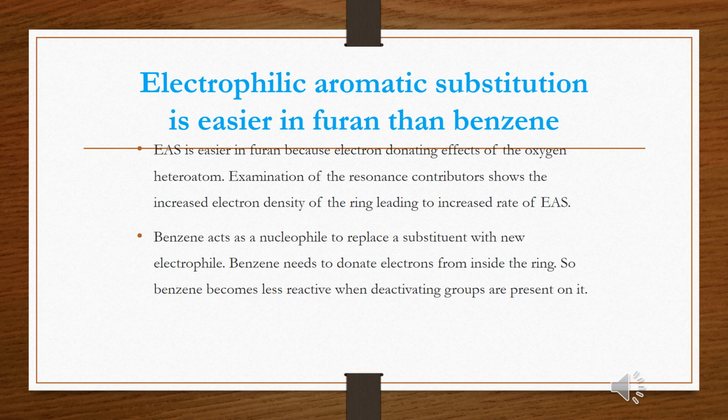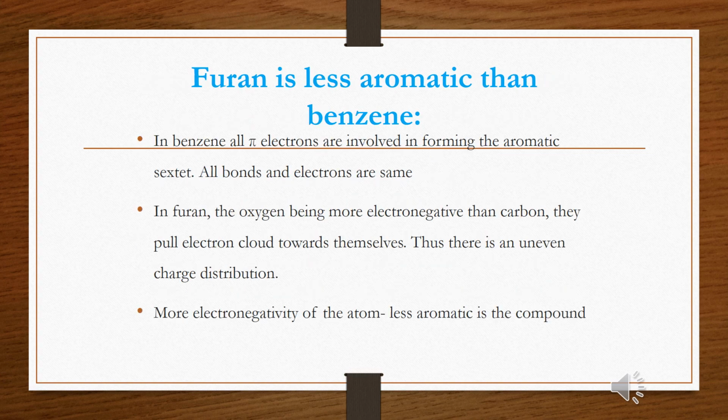Benzene acts as a nucleophile because all the electrons are moving inside and there is no extra electrons on the system. They act as a nucleophile to replace the substituent with a new electrophile, and if they want any electrons, benzene needs to donate electrons from inside of the ring, and the aromaticity will be lost if benzene has to do that. So benzene becomes less reactive when deactivating groups are present on it.